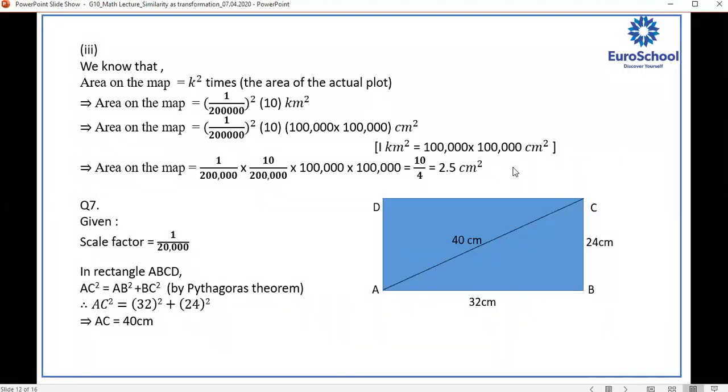Right? Is this step clear? Any doubt in this step? No, ma'am. Okay. So we are converting from kilometer to centimeter. We are multiplying with 1 lakh into 1 lakh. Look at this conversion: 1 kilometer square is equal to 1 lakh into 1 lakh centimeter square. Now, the moment we multiply, these zeros will get cancelled. We are left with 10 upon 4, which is nothing but 2.5 centimeter square, because we have already converted kilometer into centimeter. Okay.